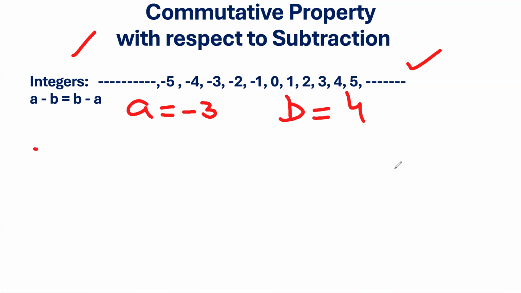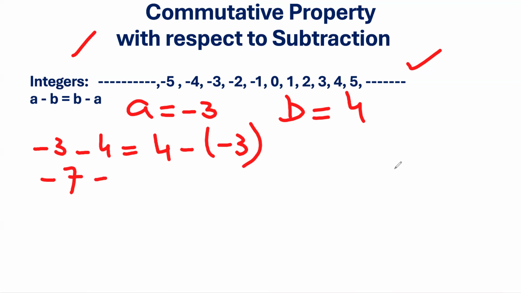A minus b. -3 minus 4 is equal to b minus a. What is b? B is 4. What is a? A is -3. Is this equal or not? -3 minus 4 is -7. And this is 4 plus 3. -7 is not equal to 7.